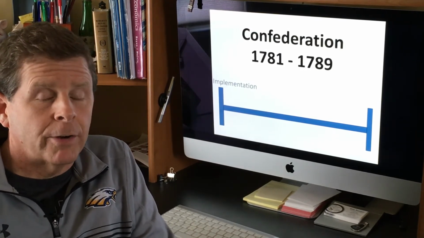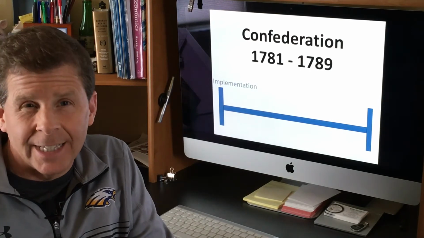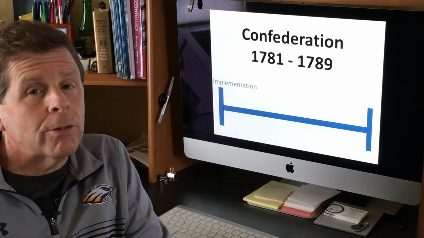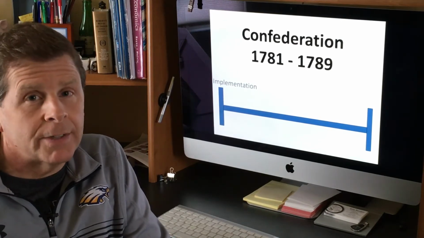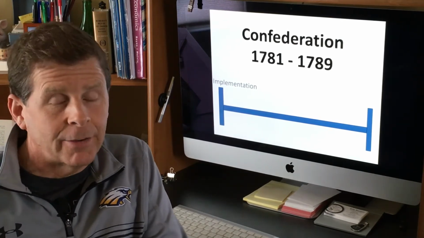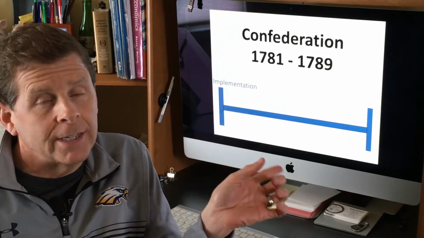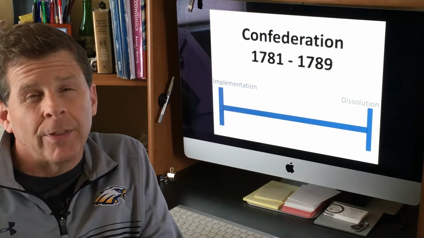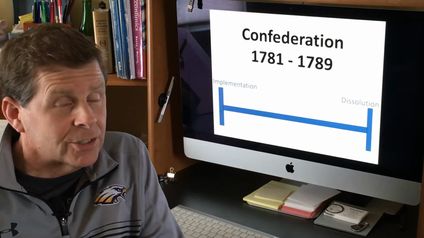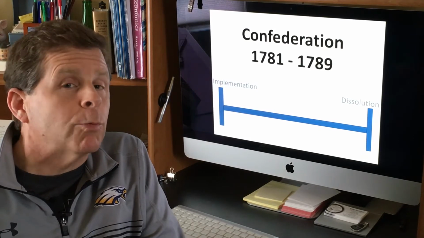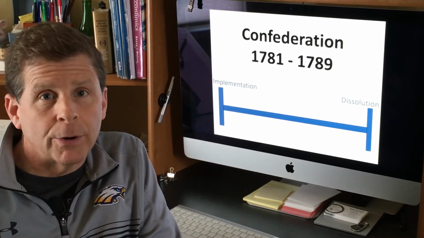The Articles of Confederation had been written in 1777, had been being considered all the way along, but it's not until March of 1781 where they actually take effect. We're going to call the end of the Confederation period the dissolution, meaning when the Confederation Congress just dissolves because the new Constitution had been passed. That's what we'll call the end of the Confederation period.